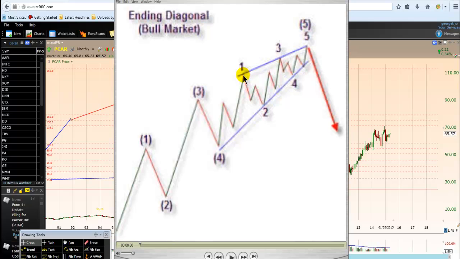The second minor wave of the ending diagonal is again three, 1, 2, 3, all right? The third minor wave of the ending diagonal is another three, 1, 2, 3, all right? The 4th minor wave of the ending diagonal is divided again into 3 minor waves, 1, 2, 3. And the 5th minor wave of the ending diagonal is another three-wave move, 1, 2, 3.